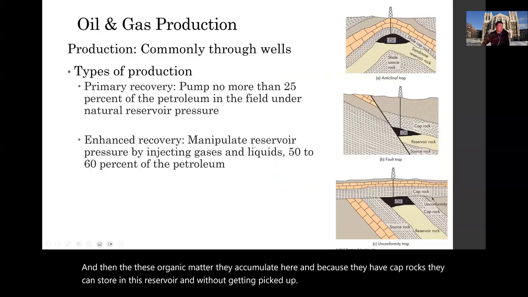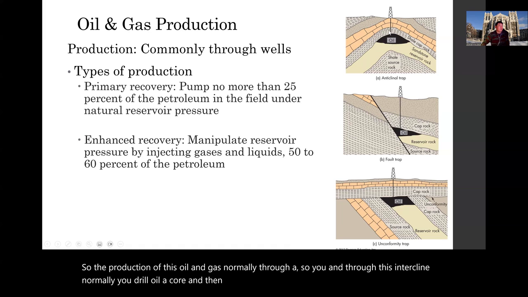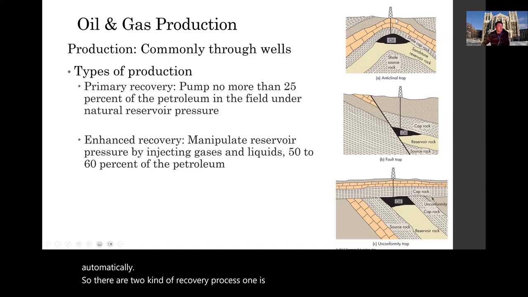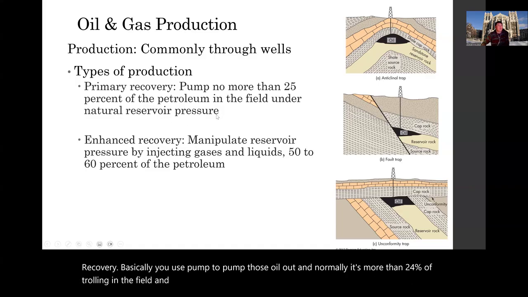The production of this oil and gas is normally through a well. Through this anticline, you normally drill a core, and because of the pressure, the oil will come up automatically. So there are two kinds of recovery process. One is called the primary recovery. Basically, you use a pump to pump the oil out, and normally it's no more than 20% of the petroleum in the field under natural reservoir pressure. Then it's not going to be complete.